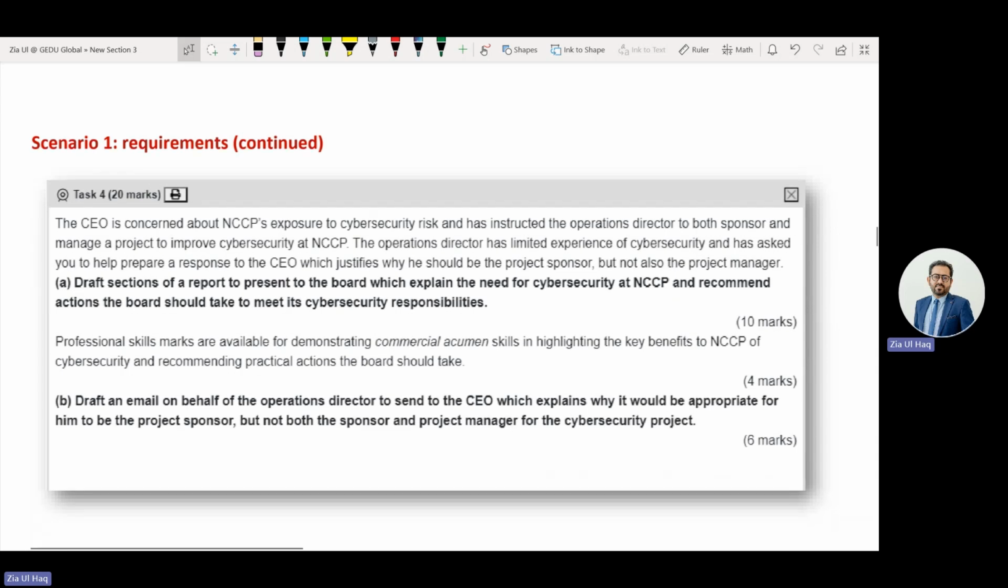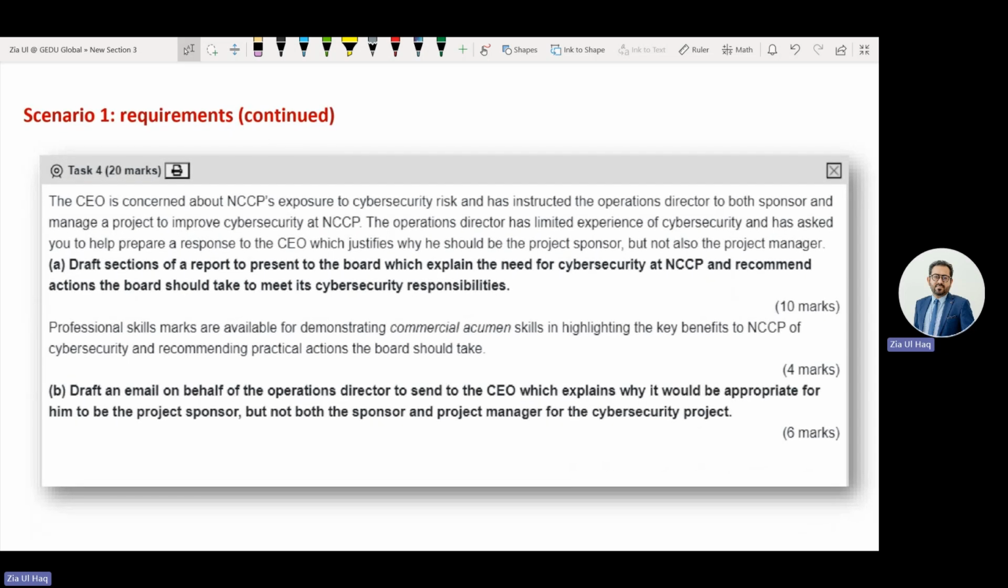Moving towards task 4, the last task. There are a further 2 requirements.